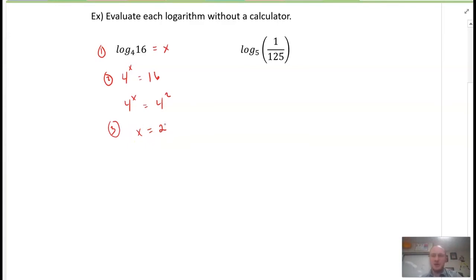Well, in this case, we don't have to solve. This is a foundational example, so we can write our conclusion. Log base 4 of 16 is equal to 2. And there's your answer.